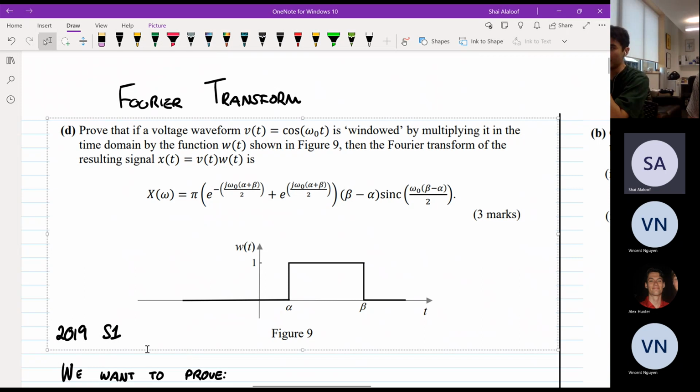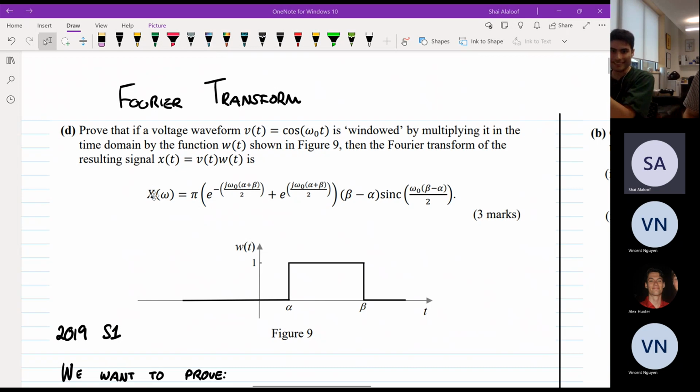This is from 2019. There is no solution to this, as in the solution wasn't available. And I'm not going to just say that it's wrong, but I have had a bit of a chat with some higher years, who seem to agree that this is very similar to what the final answer should be. So the question goes: prove that if a voltage waveform v of t equals cos of omega t is windowed by multiplying it in the time domain by this function, then the Fourier transform of the resultant signal x of t, which is v of t multiplied by w of t, is capital X of omega, that thing.